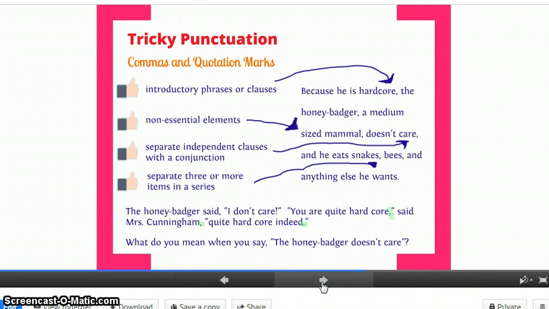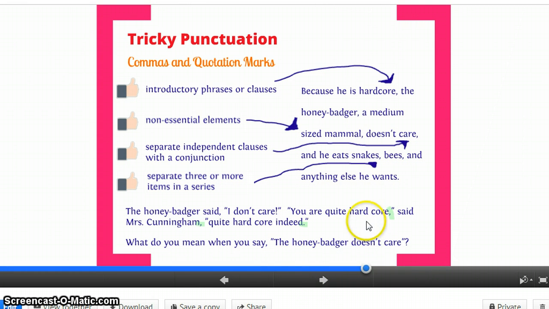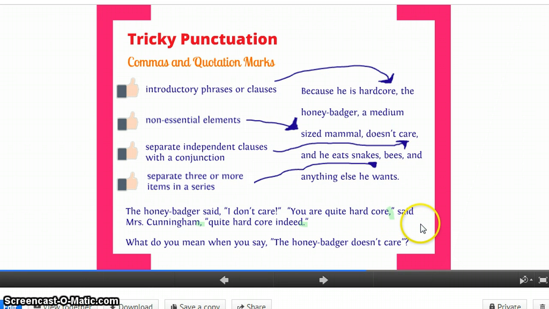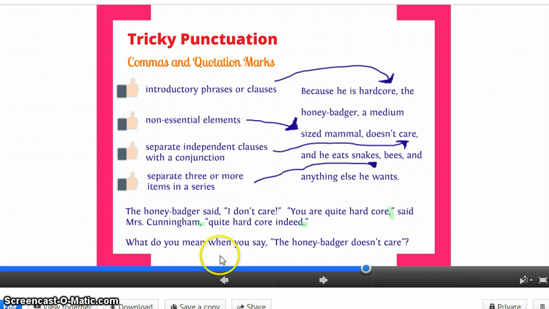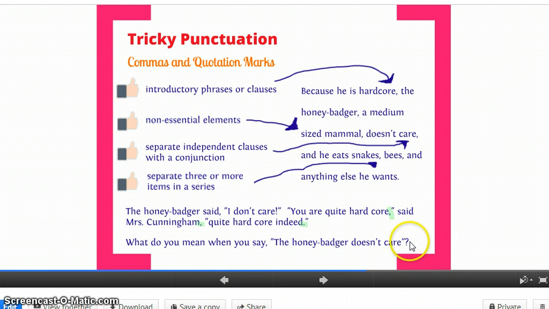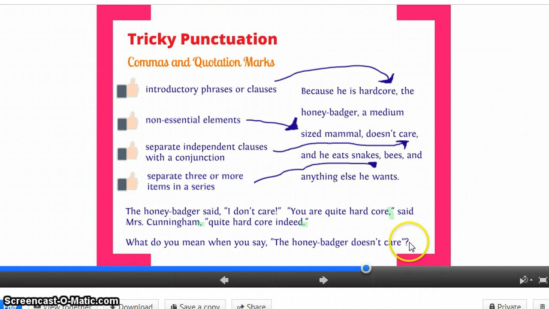Here is one example where the punctuation would go outside of the quotation. And that is if you have an important punctuation mark, like a question mark or an exclamation point, and that important punctuation is used for the whole sentence and not the quote itself. For instance, in this one, it wouldn't make sense to say the honey badger doesn't care. That's not what we're saying. The honey badger doesn't care isn't a question. This whole sentence, what do you mean when you say the honey badger doesn't care, is our question. Therefore, the question mark goes outside of the quotation marks. That's really one of the only instances where that would happen.